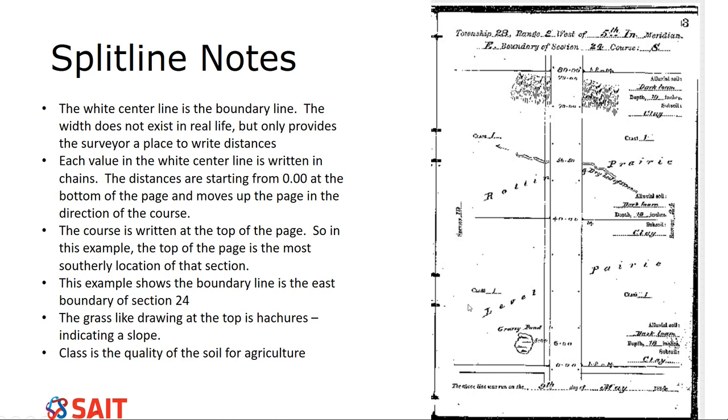So the example, the boundary line is the east boundary. How do I know that? Because of the statement up here. It says Township 28, Range 2, west of the 5th meridian, east boundary of section 24, course south.